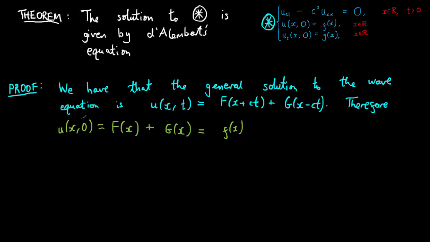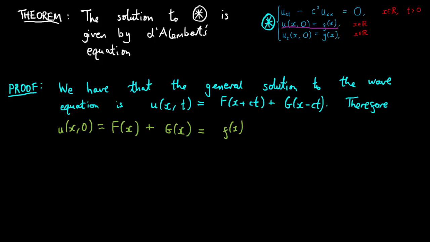So first of all, if we look at this first initial condition here, so u of x and 0 is equal to little f of x. So if we put that into the general solution, that t is equal to 0, then this becomes big F of x plus big G of x, so that's this, is equal to our known function little f of x.